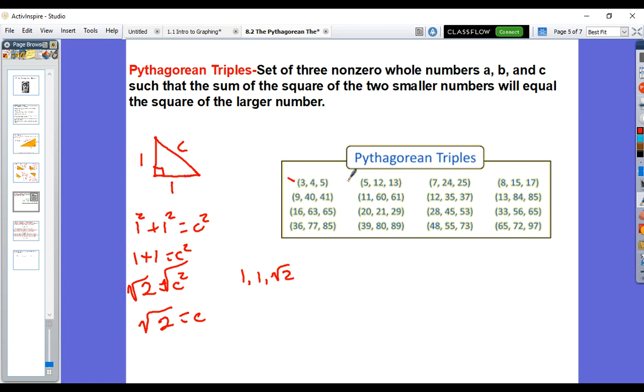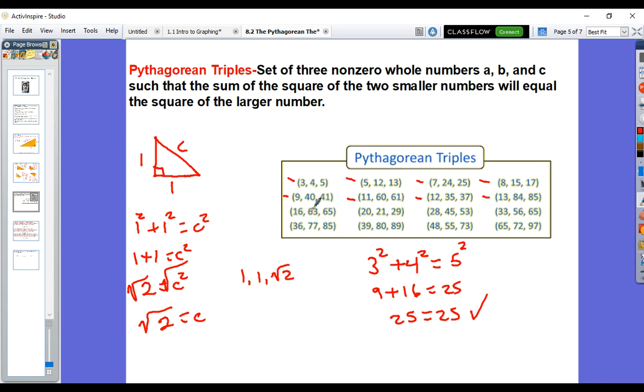Now, these are just the most common sets that you might see throughout. As you go through this, part of the homework is going to ask you, hey, are these numbers Pythagorean triples? Well, what you're going to do is take the first two. So, for example, 3 and 4. Take 3 squared plus 4 squared, which should equal the value of the biggest number squared, 5 squared. So you get 9 plus 16 equals 25. So 25 equals 25. So yes, this is a Pythagorean triple.